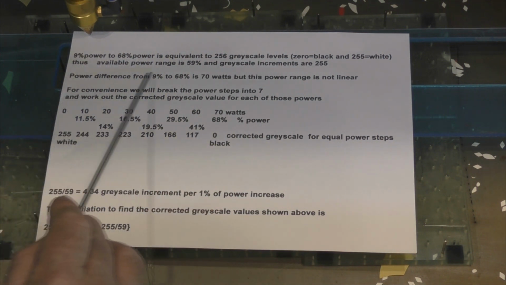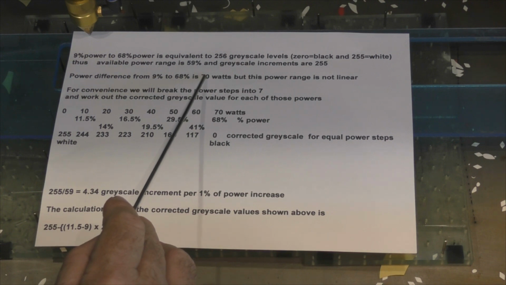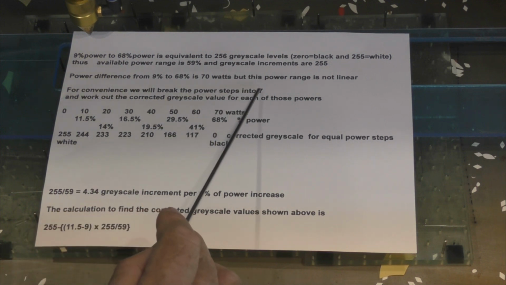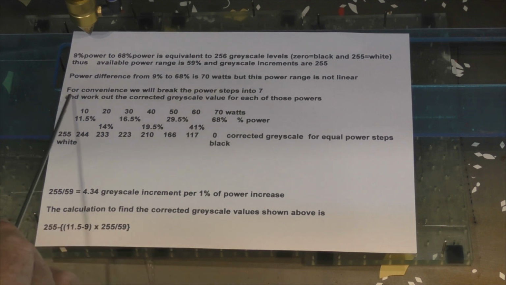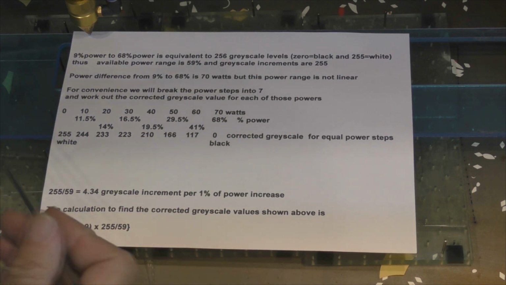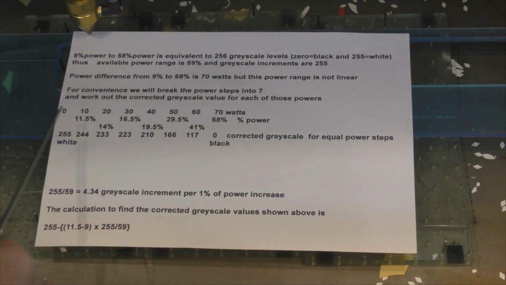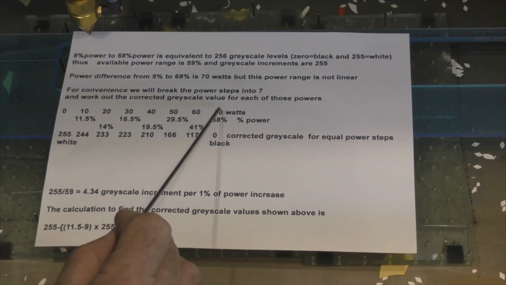Now that power range is actually 70 watts. So therefore, very conveniently, I'm going to break the power steps into 10 watts per step. And what I'm going to do is to work out what the corrected grayscale value is for each one of those powers. In other words, I'm going to select 0, 10, 20, 30, 40, 50, 60, 70 watts.